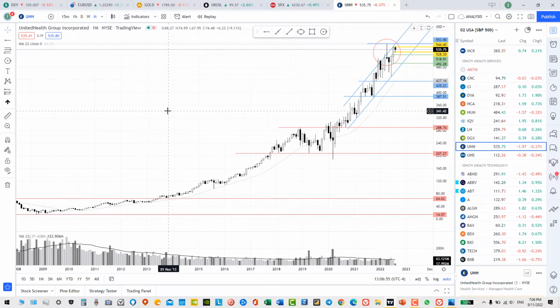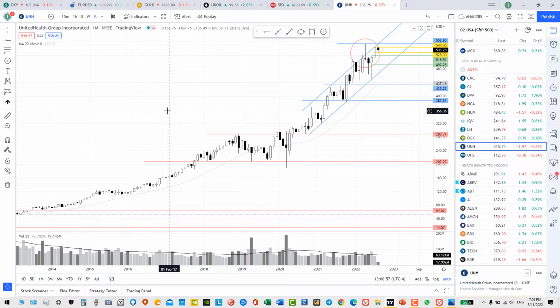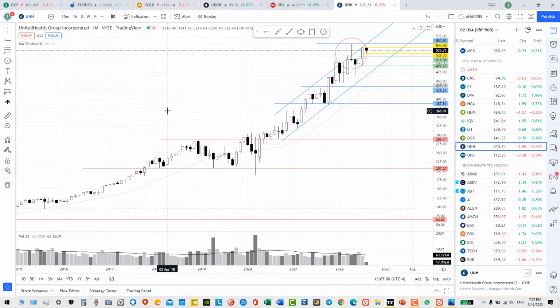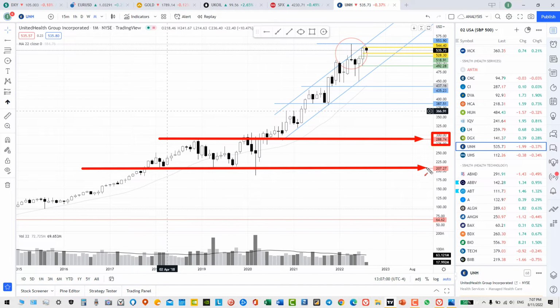We notice, of course, that over the monthly chart, the nearest monthly support is relatively very far away, around $288. No significant support level over the monthly chart other than that. This is the nearest one. The second nearest one is around the $200 area.